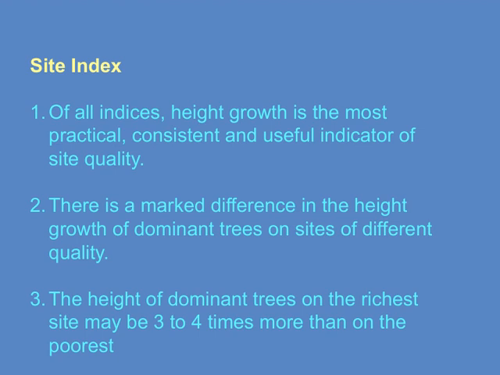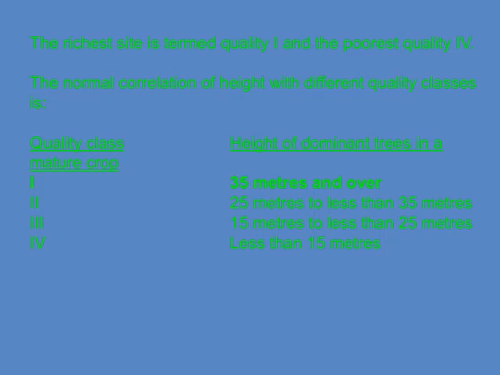In fact, their height can be 3 to 4 times greater than trees on poorer sites. This huge variation highlights just how important site quality is for tree growth. When we understand this, it helps us make better decisions in forest management and planning, ensuring we maximize growth potential based on site conditions. It ties directly into our overall goal of understanding and utilizing site productivity effectively. The richest site is referred to as quality I, while the poorest is classified as quality IV.